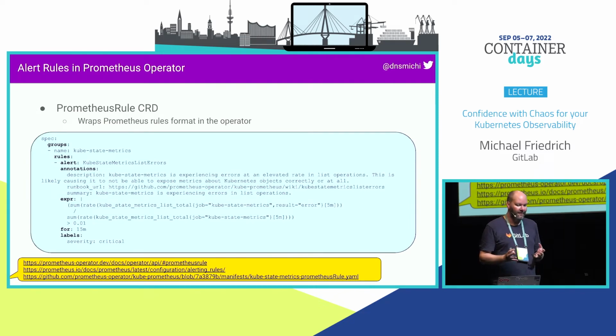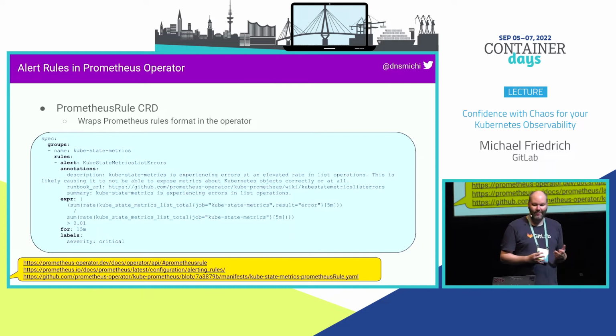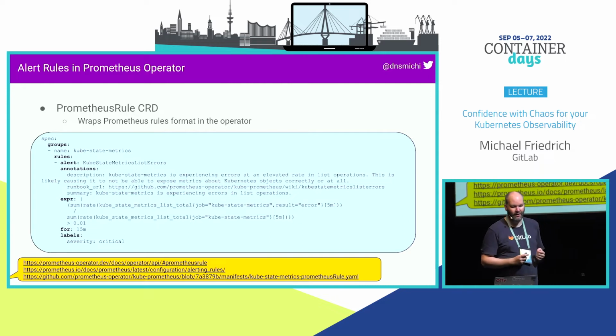The way we can integrate it into the Prometheus operator is the so-called PrometheusRule custom resource definition, which allows you to wrap the Prometheus alert rule into the Kubernetes YAML format. This can be helpful to deploy everything in one format and not have five different ways to configure things with your Prometheus.